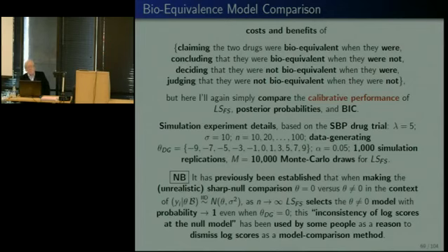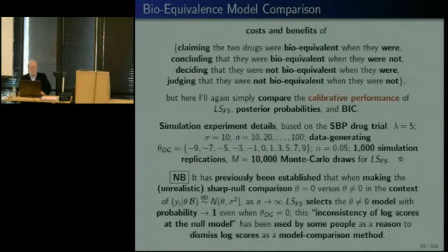But here I'm again simply going to compare the calibrative performance of those 3 approaches, just seeing how often they get one model right over the other one. And so I pick lambda equals 5, and I hold sigma still at 10. N runs from 10 to 100 as before. And now the data generating thetas run from minus 9 to plus 9 by 2, and also stop right at 0. And again, the alpha is irrelevant. And again, I have 1,000 simulation replications and 10,000 Monte Carlo draws for the full sample log score.